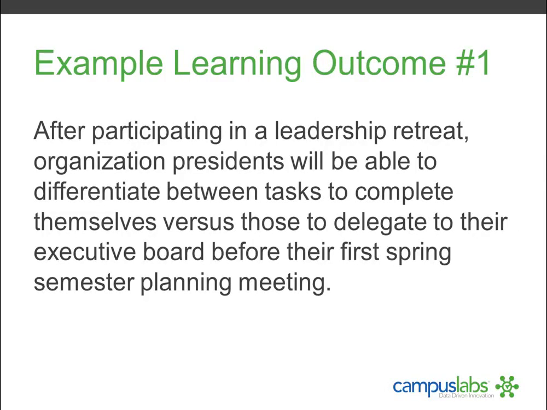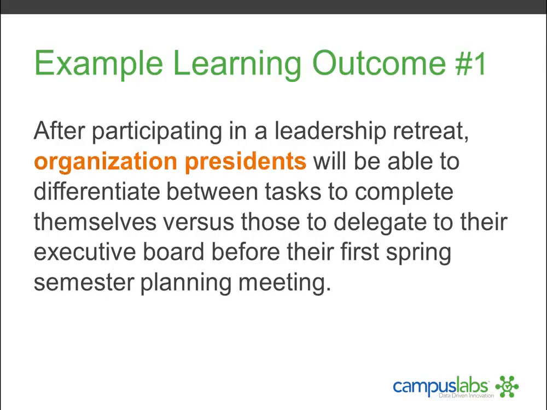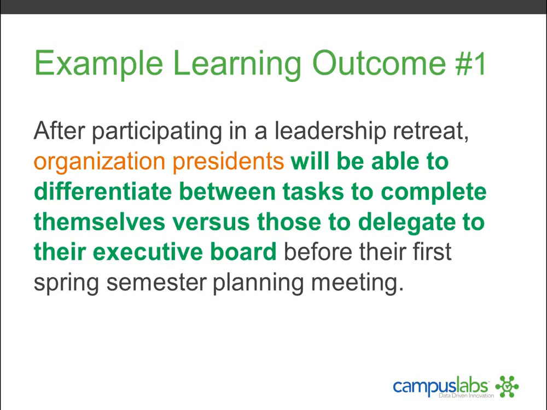Our first example: after participating in a leadership retreat, organization presidents will be able to differentiate between tasks to complete themselves versus those to delegate to their executive board before their first spring semester planning meeting. So to identify the first element, the audience, who is doing the learning in this case, we have organization presidents. B, for behavior, what is it that they're going to be able to do? They will be able to differentiate between tasks to complete themselves versus those to delegate to their executive board.